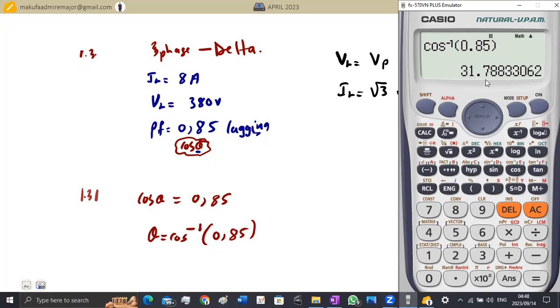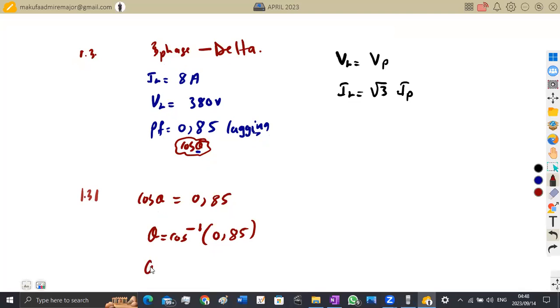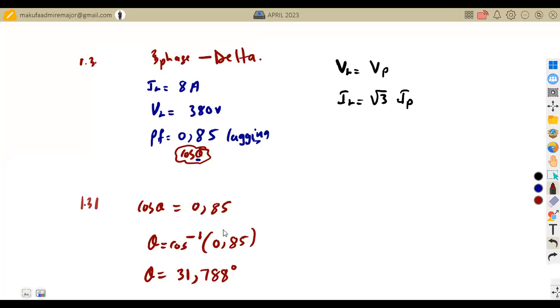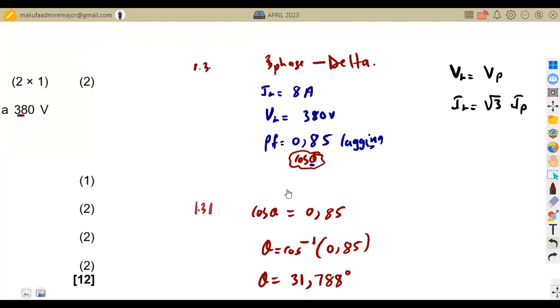That is going to be 31.788 to 3 decimal places. So theta is going to be 31.788 degrees. That's how we calculate our first angle, theta, lagging, from the concept we are given. All right, so that is it, guys.